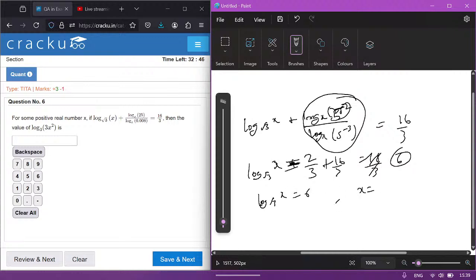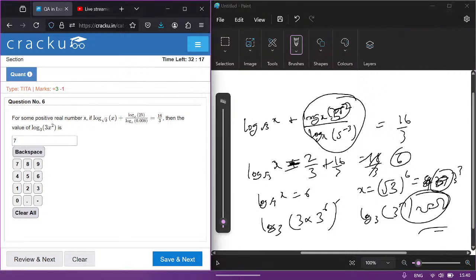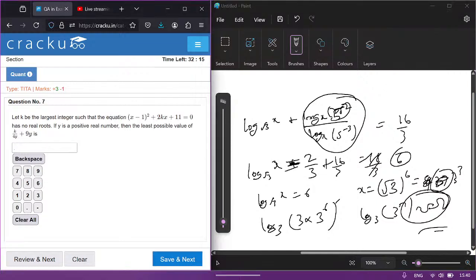So x is what? x is basically root 3 raised to the power 6, or 3 cubed, 27. x is 27. What are we asked? Okay, log 3 of 3, we'll keep it as 3 to the power 3, better for us, into 3x square is 3x. So this is basically log 3 of 3 to the power 7. So the value is 7.